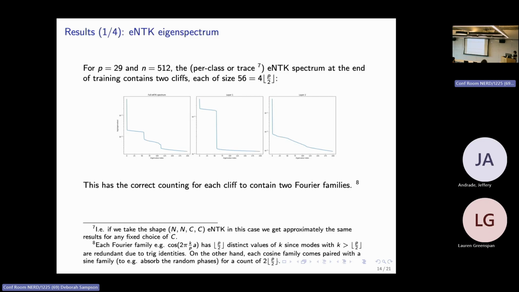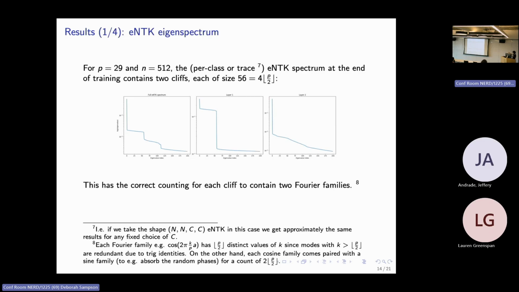Yeah, and we find the spectrum at the end of training, that's the plot on the left-hand side, contains two cliffs, each of which has size 56, which is 4 times the floor of p over 2 for this choice of p. So that's the left-hand plot. This figure I just pulled from the paper.